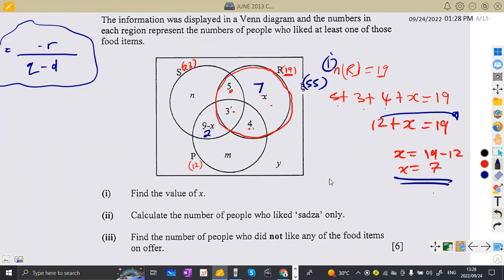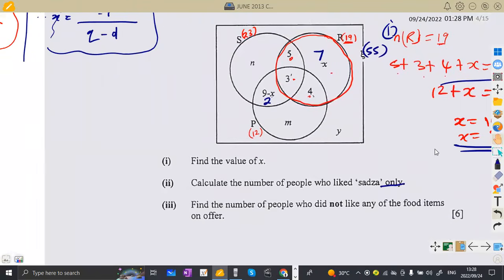What about item 2? Calculate the number of people who like salsa only. So I'm talking about the people who like salsa only, which means we are here in S only. They are simply saying calculate the value of n. So you are simply finding the value of n. But remember that the number of those who like salsa, all of them, is 23. So we can work from there, just like what we did to find x.